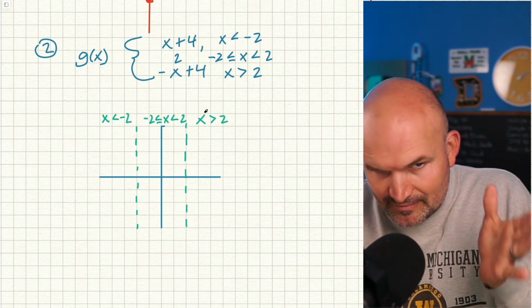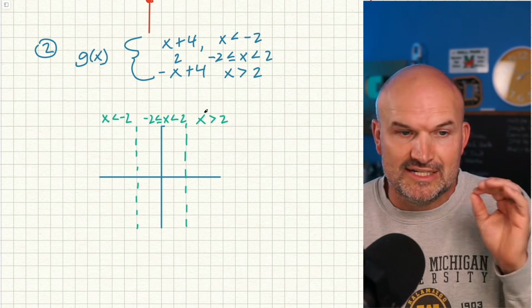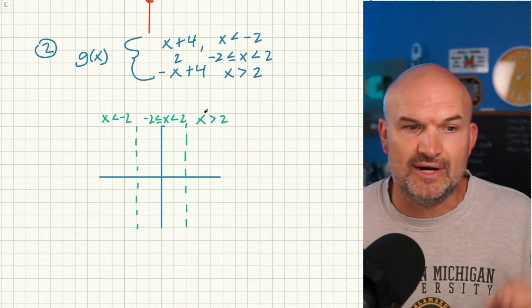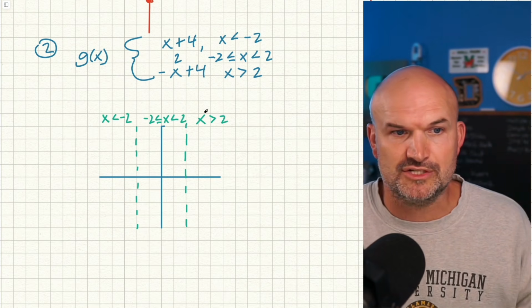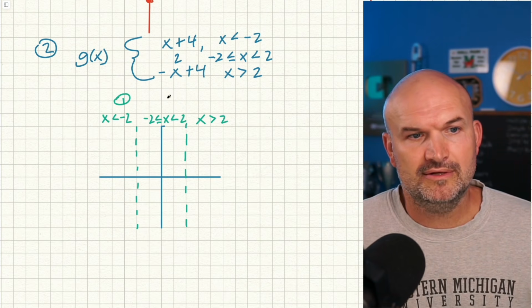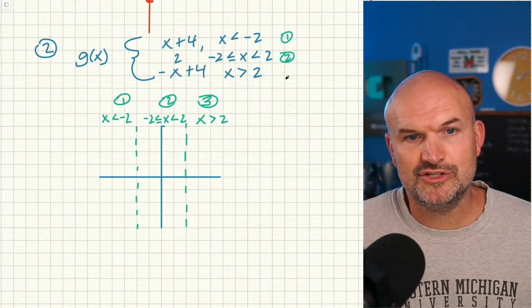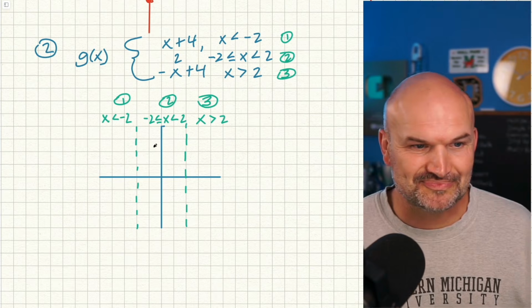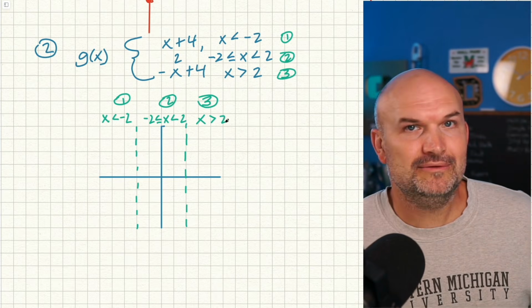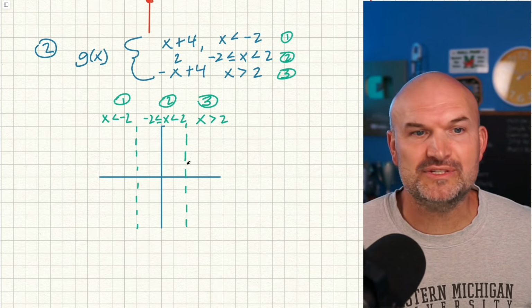Again, the less than or equal to is going to determine if our value is included or not. I'm just breaking up the graph into 3 sections. This is section 1, this is section 2, and this is section 3. So how do we graph from this, or how do we use this approach?